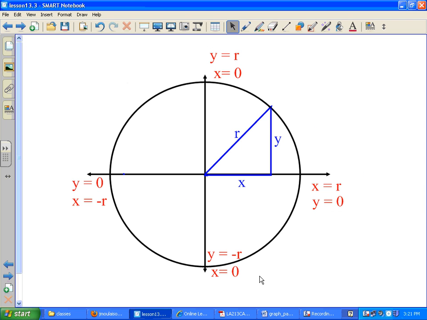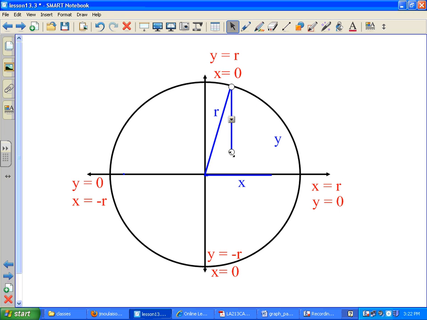But I have to think about what happens as the point, or the terminal ray, moves towards one of those axes. So for example, here I can see a triangle where I have an acute angle theta here in standard position. And that angle looks like it's roughly 45 degrees. Now if I begin to increase that angle and I start to bring it towards 90, I can actually see what's happening to my sides.